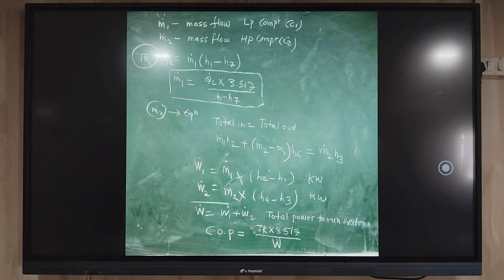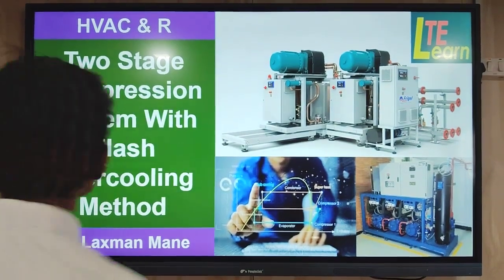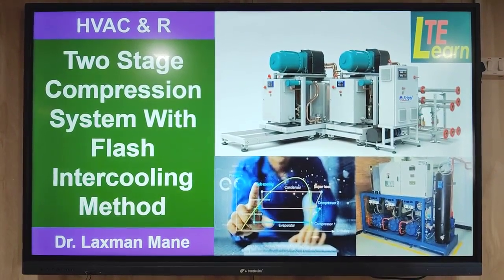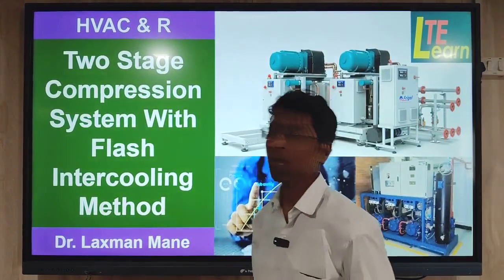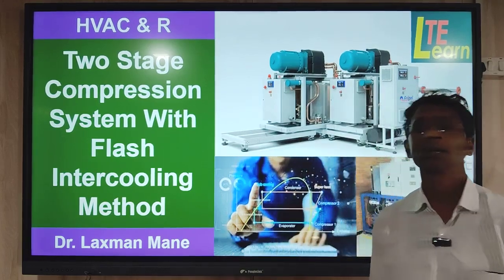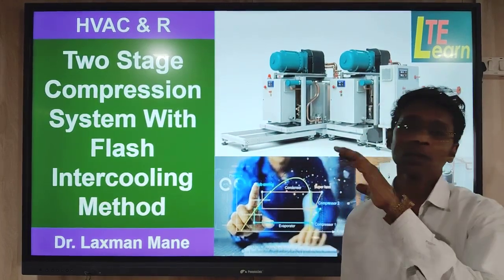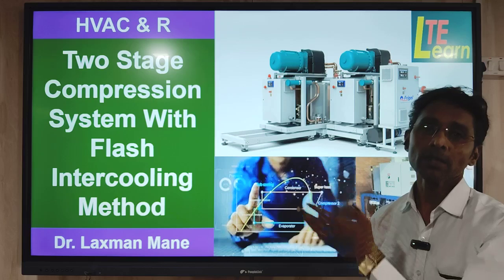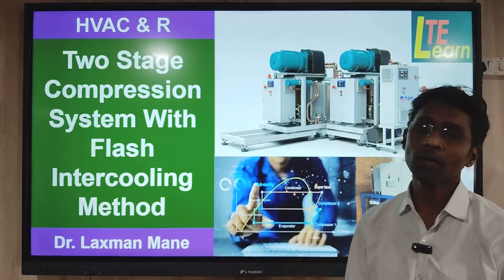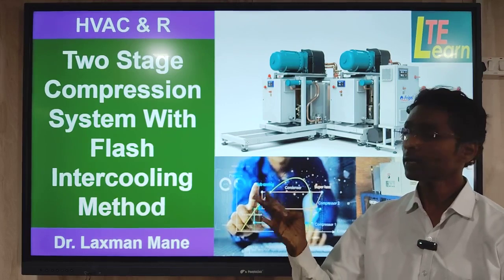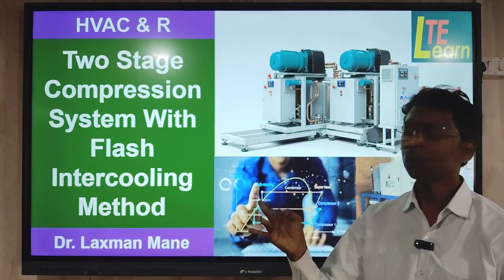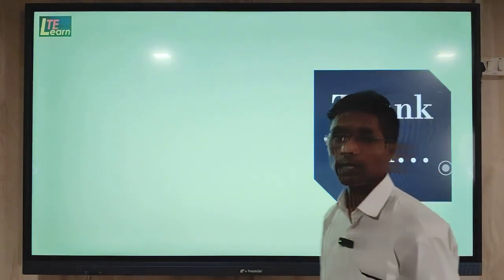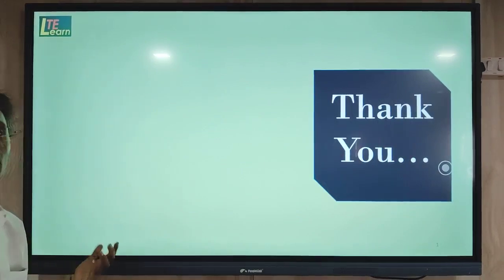So in this way, we have seen in this session the construction and working of the two-stage compression system with flash intercooling method. We also discussed the pH diagram and how to use all the enthalpies in the energy balance equation. Then in the analysis, we have seen the formulas for the mass flow rates M1 dot and M2 dot, total power, and COP, the coefficient of performance. So let us meet in the next video, which is the numerical on the intercooling method.